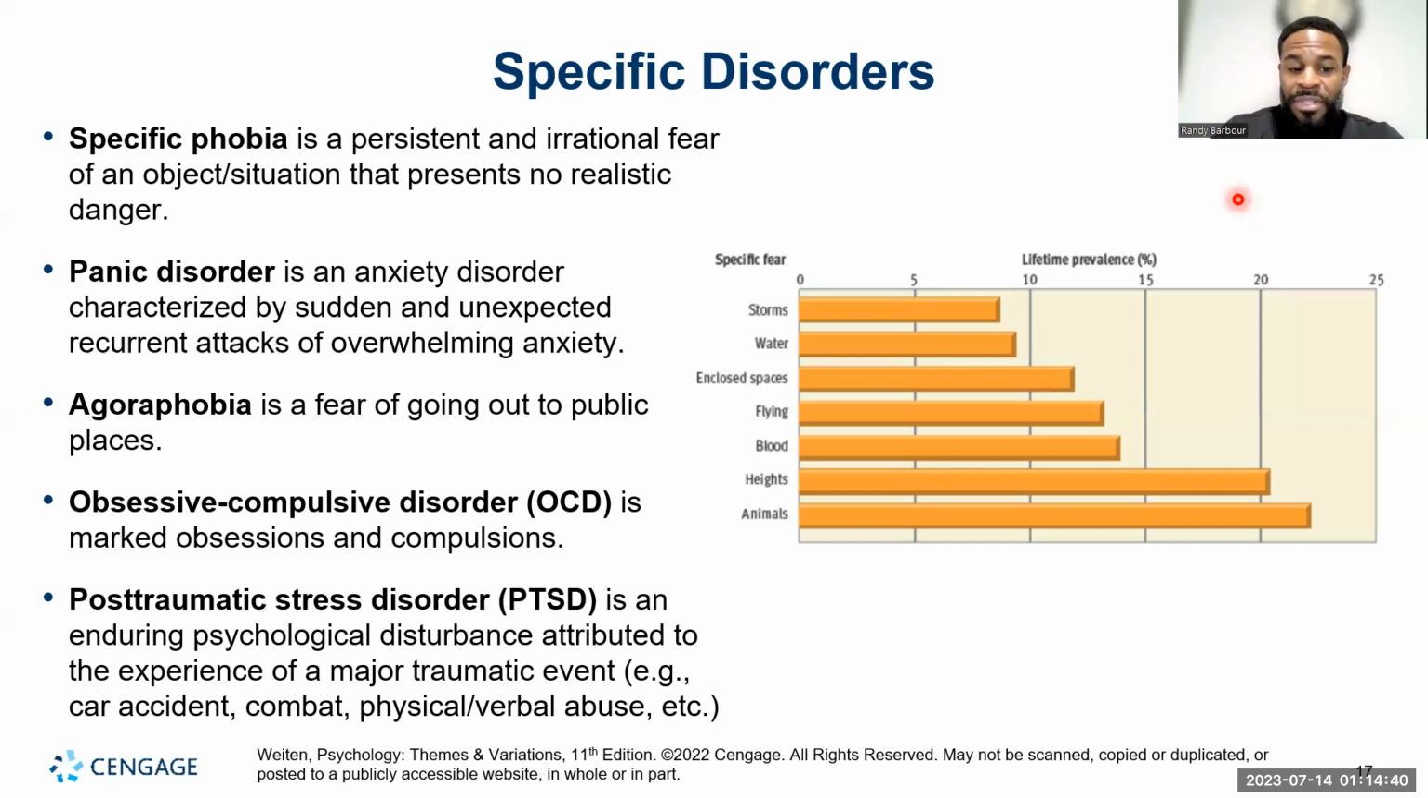Obsessive compulsive disorder, obviously we just talked about that. Obsessions, which are those intrusive thoughts, and compulsions, which are those behaviors that we have to do in order to reduce some of the tension that we feel. And then the last one, post-traumatic stress, which is tied to an experience of a major traumatic event, right? And it's usually some kind of psychological disturbance.